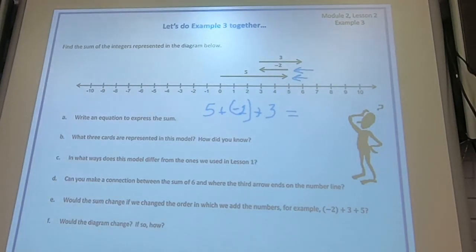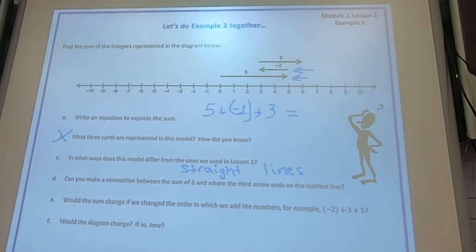Alright, so skip B, it talks about the cards. We don't really have the cards, so we're going to skip that. Alright, so C says, in what ways does this model differ from the ones we used in lesson 1? So if you remember back to lesson 1, what was different was we had loops. This one has straight lines, or vectors. We're not using loops anymore.